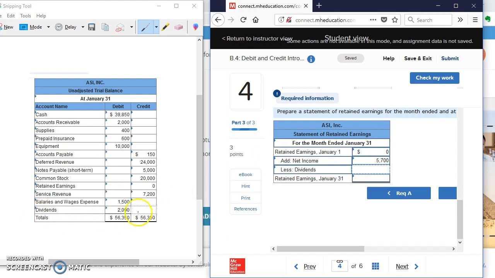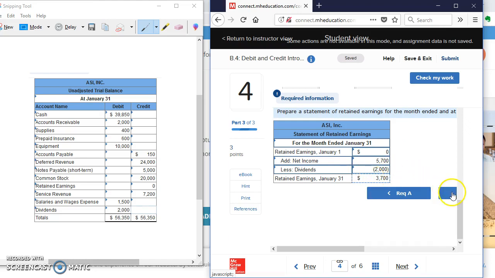And then the next thing you do on a statement of retained earnings, you subtract your dividends. Look at your trial balance, and there's my dividends account, $2,000. You can put that in as a positive or negative. I'm going to put it as a negative $2,000. So then at the end of the month, how much of this $5,700 of earnings, right? Earnings equals net income, did we keep? Well, if we paid $2,000 of that $5,700 to our investors, we took $2,000 of those earnings out of our company, that means we kept $3,700 of it. You go $5,700 minus the $2,000. So there's your retained earnings of $3,700.